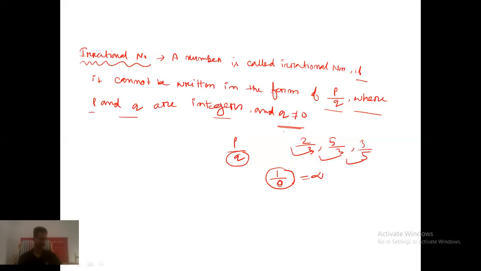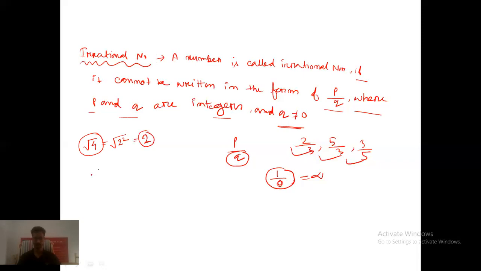Now see, what is an irrational number? Suppose root over 4. We know that 4 is a perfect square, so root over 4 we can write as 2. That's why root over 4 is a rational number, because we can express root over 4 as 2, and 2 is a rational number.